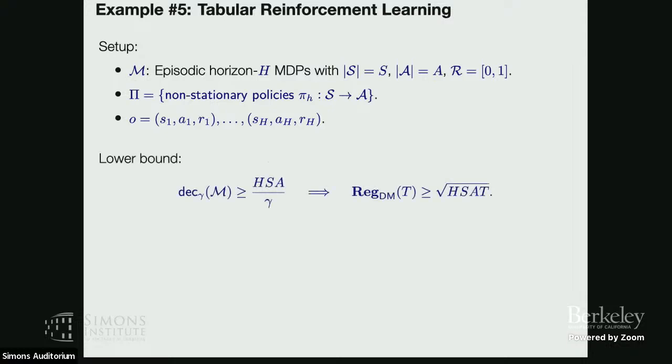On the lower bound side, you can show that the DEC for this setting grows as HSA over gamma. So if I'm in this unstructured RL setting, these features like the time horizon, the number of states, the number of actions are reflecting the complexity. This gives you a root HSAT lower bound.